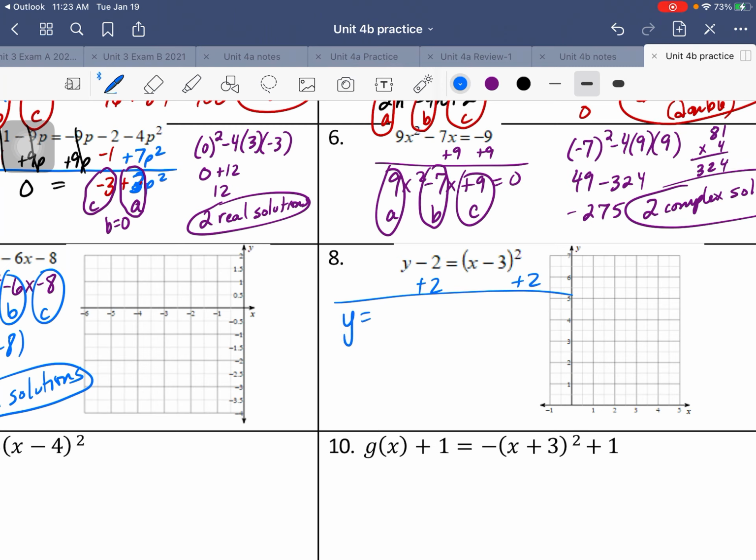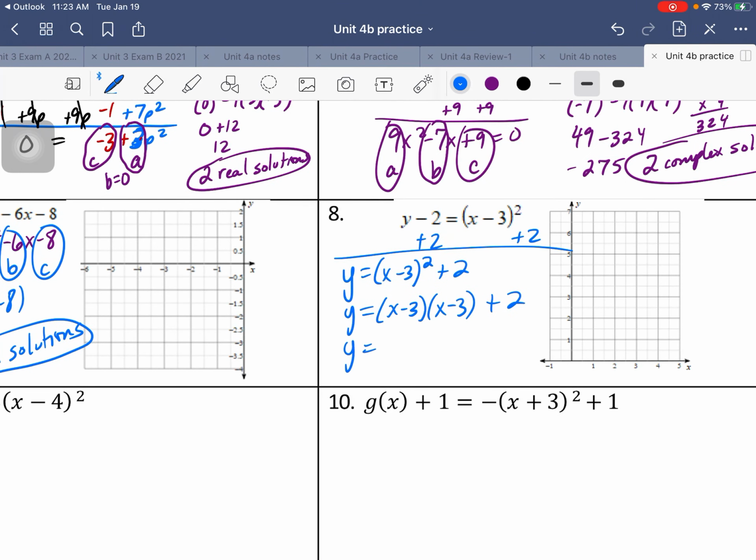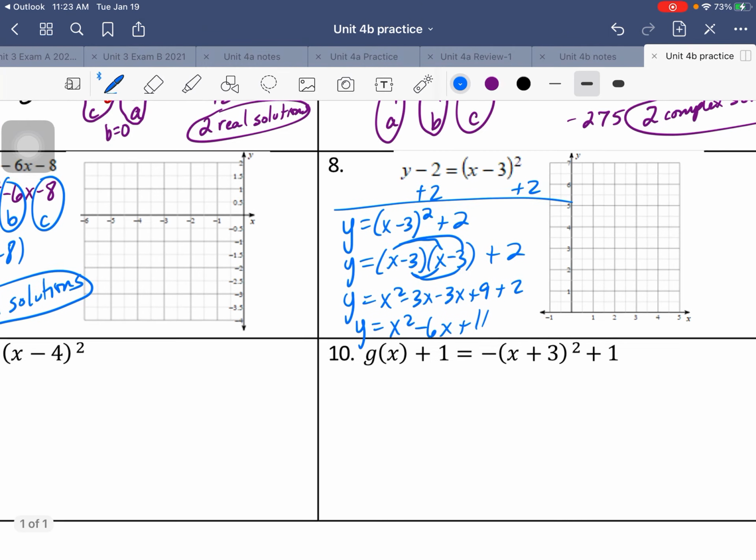We have y equals x minus 3 squared plus 2. It's not in standard form yet. What you have to do is x minus 3 squared. That equals x minus 3 times x minus 3. And then after you simplify, you'd have to add 2. So we have to multiply this out, gather like terms. So x squared minus 3x minus 3x plus 9 plus 2. Gathering all your like terms, x squared minus 6x plus 11. There, now it's in standard form.